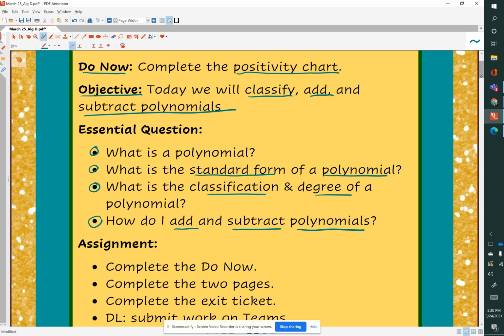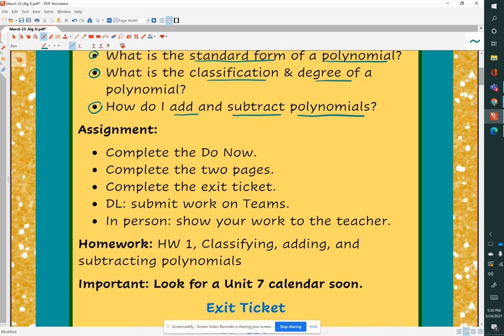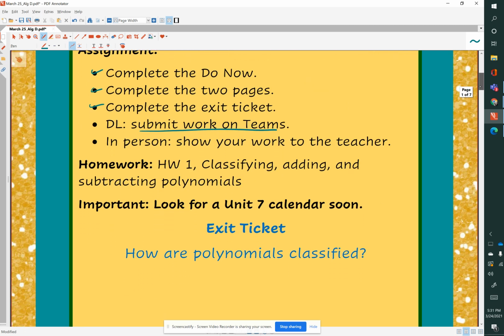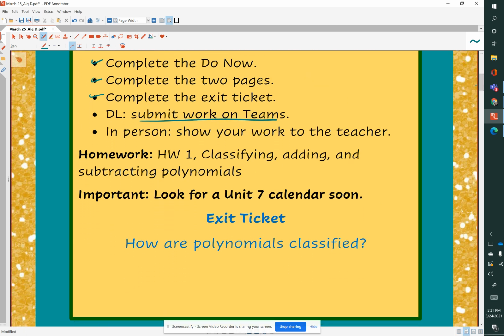So for your assignment for class today, you'll complete the do now, the 2 pages, and the exit ticket. And if you are a distance learner, submit your work on Teams. And if you're in class with me, you can just show your work to me in person.